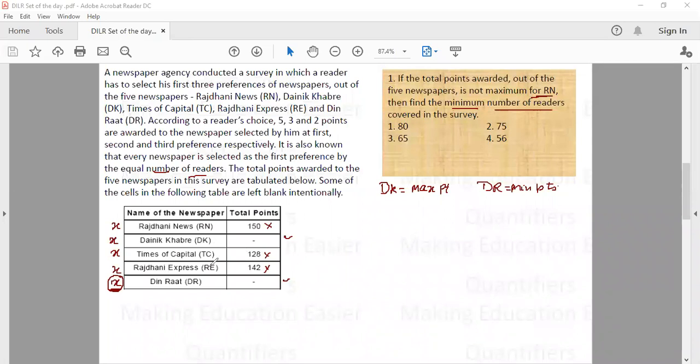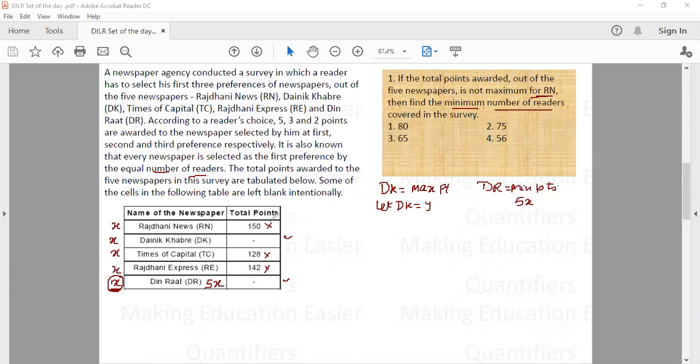So that means there are X people who gave Din Raat as their first preference. So total points of Din Raat will be 5x. That means Din Raat got total points as 5x. Let the total points of DK be Y. Din Raat got 5x points, DK got Y points, right?